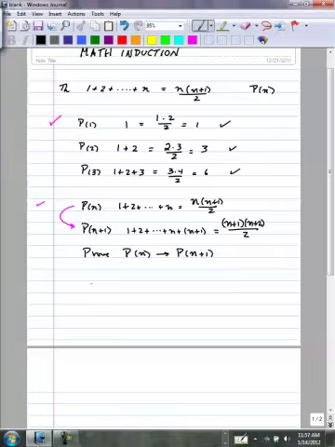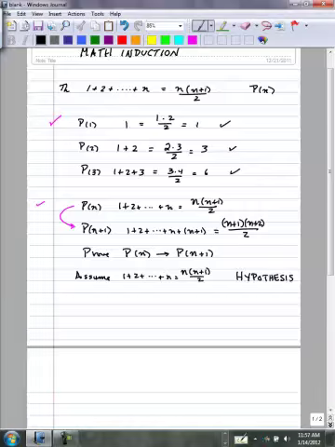All right, so let's see what this is actually going to mean. It means we're going to assume that 1 plus 2 plus ... plus n is n times n plus 1 over 2. That's going to be our hypothesis.